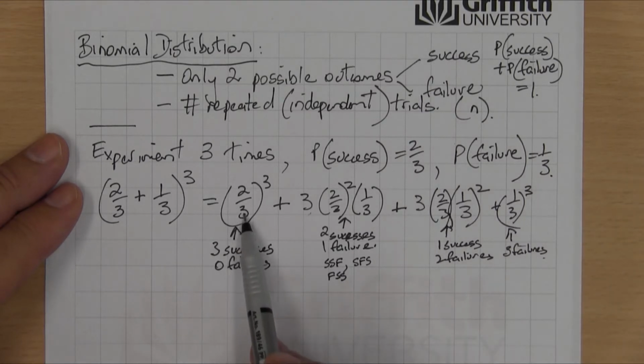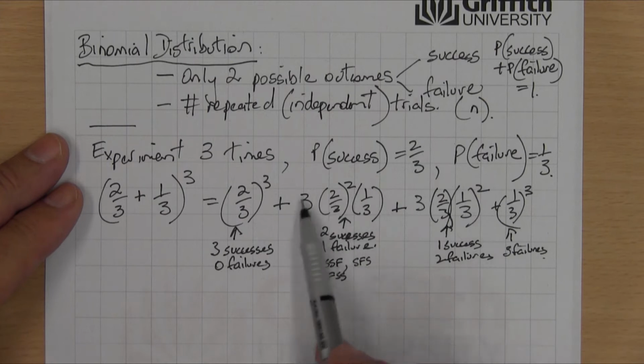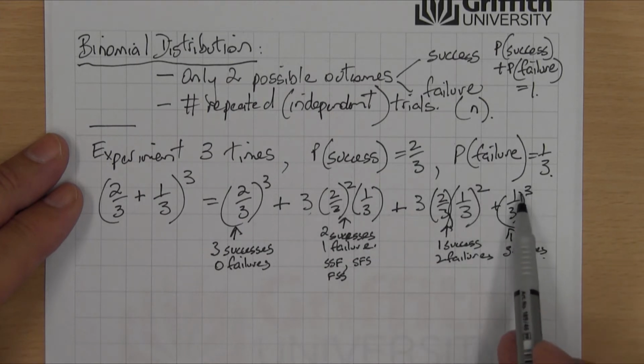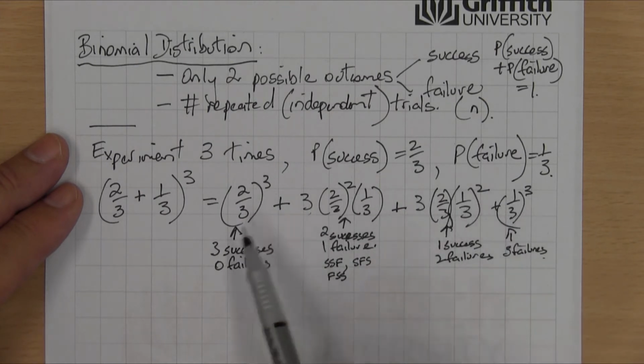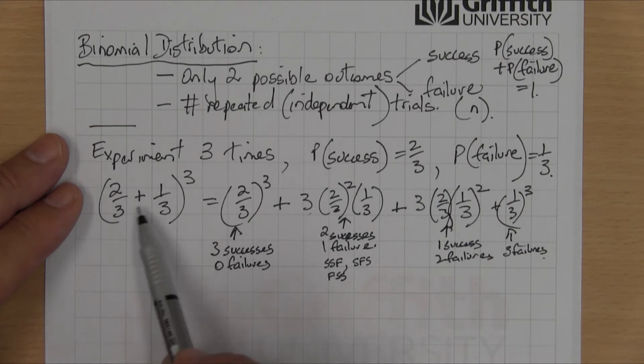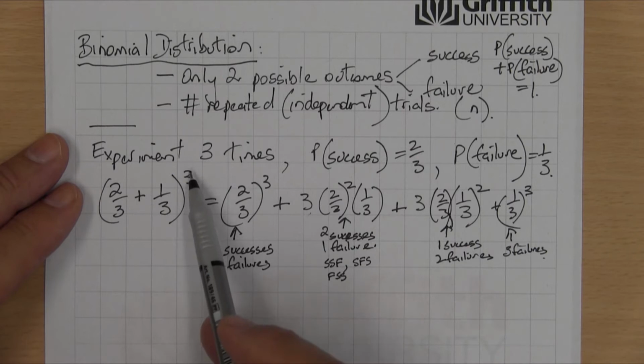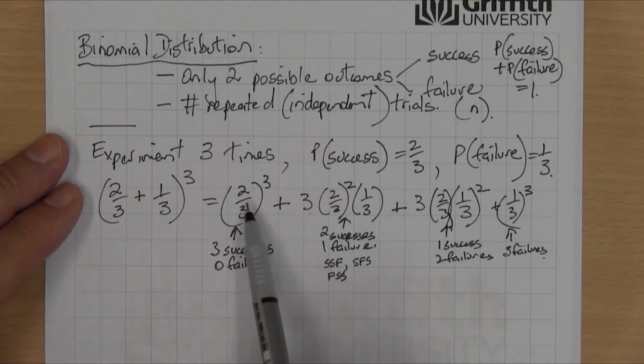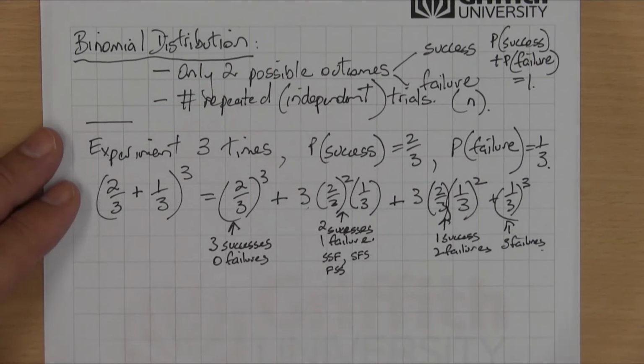And if we worked out what that is as a fraction, worked out what this is as a fraction, that is a fraction, that is a fraction, and added those 3 up, we would get 1, which is 2/3 plus 1/3, 1 raised to the power of 3 is 1. So when you add up all those, you should get 1.